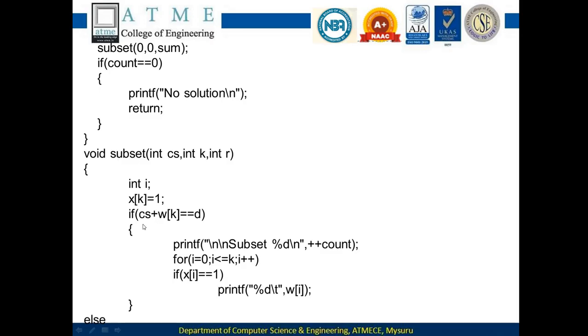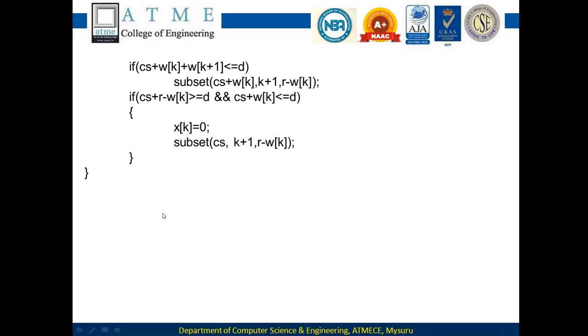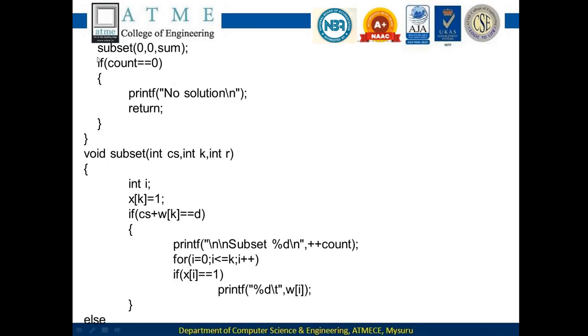So every time we call the subset function, the main identification of the subset happens in this particular if condition. If it is equal, then whatever identified elements are present in w of k will be returned to the program. So here you can see, if count is equal to 0, it means we have never entered this particular if condition. So it means we were never able to find the subset, so there does not exist any subset for the given sum. But if the subset exists for the given sum, then count will be incremented. So if count is equal to 0, then what should be done? No solution, and then return.